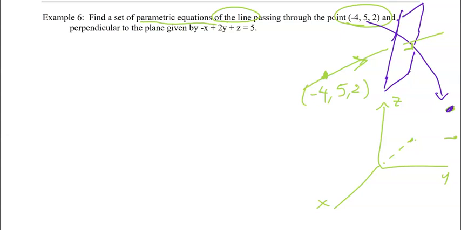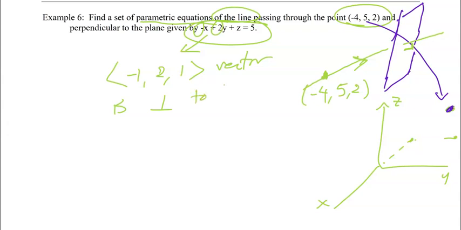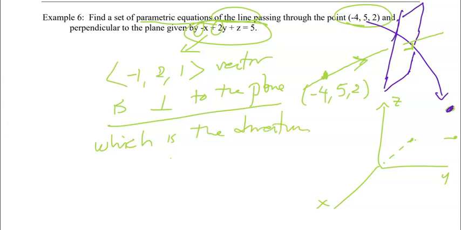If you look at the plane, there's a -1 that comes from here, 2 comes from here, and 1 comes from here. That's the perpendicular. This vector is perpendicular to the plane. So that means that is the direction of the line, what we needed.